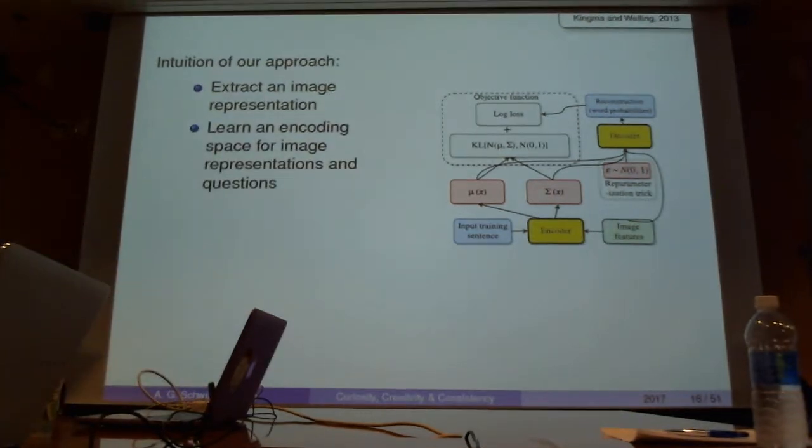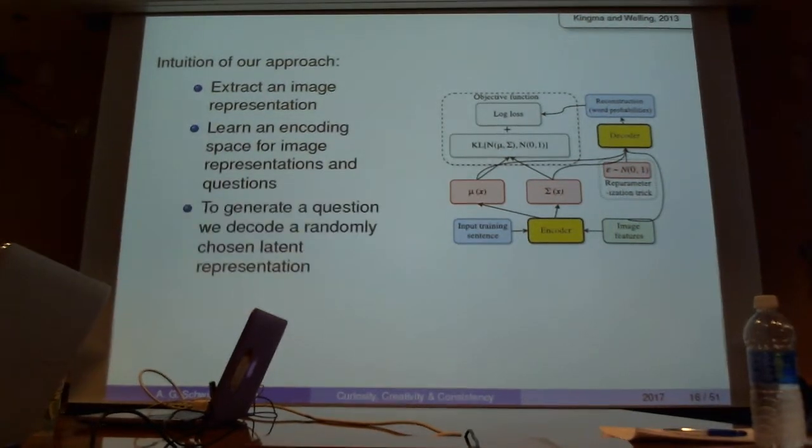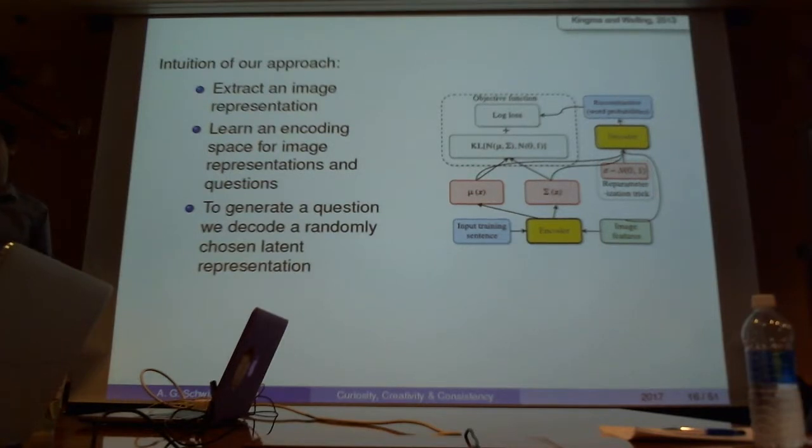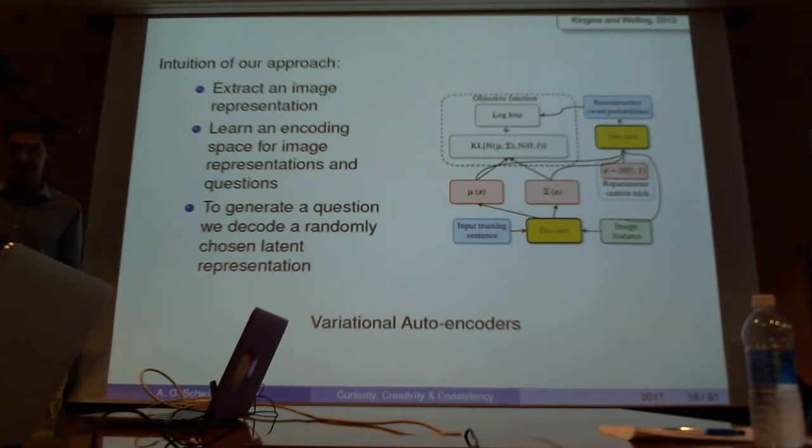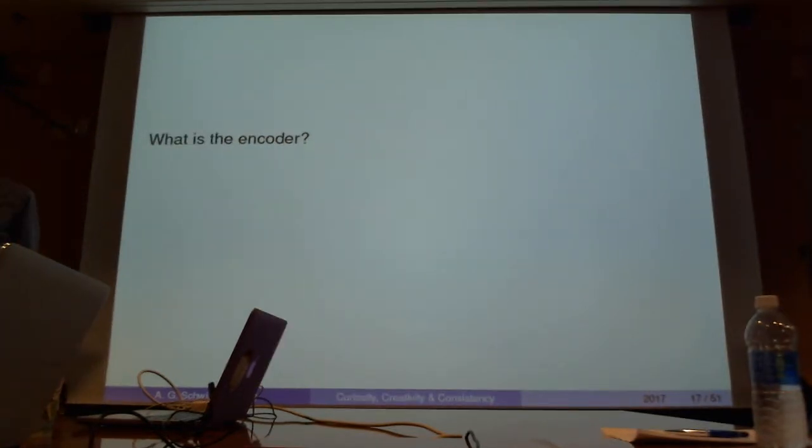To summarize, we extract image representations, we learn an encoding, and then we generate by decoding. As I mentioned earlier, this is reminiscent of those variational autoencoder techniques that have been proposed not too long ago. Now, the two important tools here are the encoder and the decoder. So what do those look like?